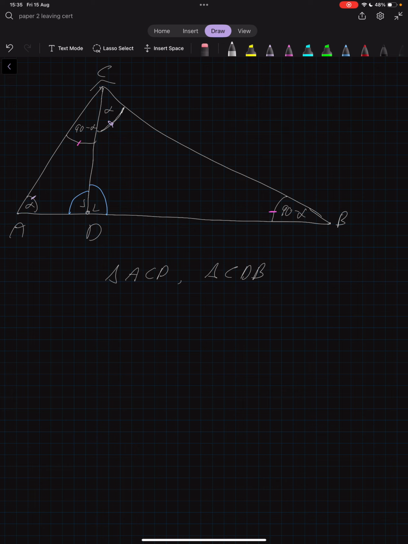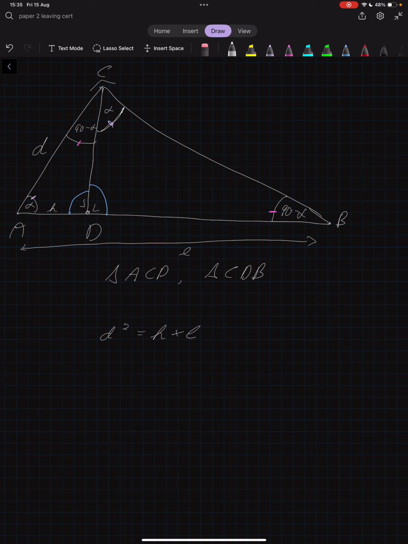Okay. The next thing they want you to do, they want to show that AC squared, so this length here, I'm going to call that D, is equal to AB, so this length, call that L just to make my life easier, times AD, which is this length here, H. So you want to show that D squared is equal to H times L. Okay?